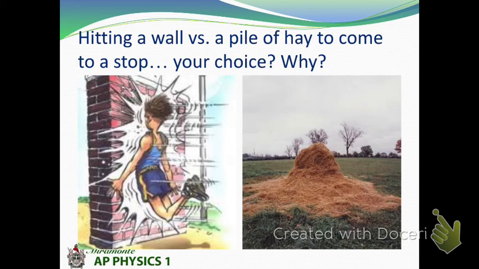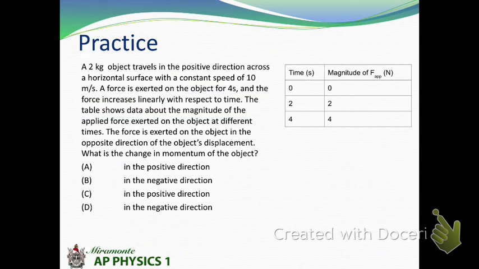So you hit a wall or a pile of hay. Which one is your choice? Obviously, you're going to choose the pile of hay. But why? What about your intuition tells you that you should do that? Well, you understand momentum. If you have a very small delta t, you're going to get a very large F. If you have a very large delta t, you're going to get a small F, and we're all about smaller F's. Nobody likes huge impacts.